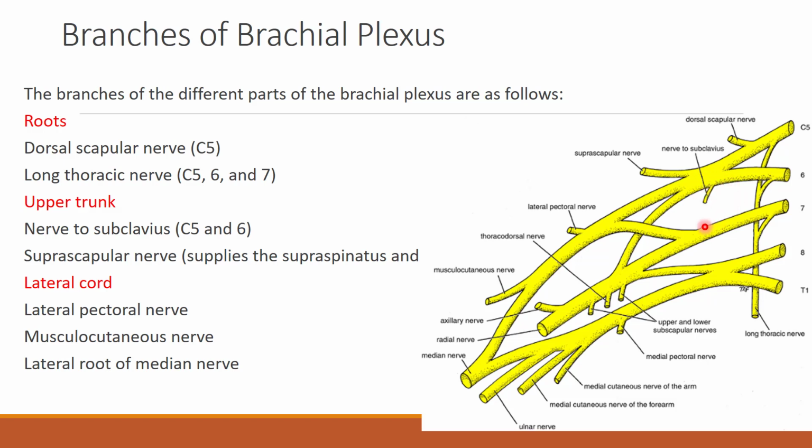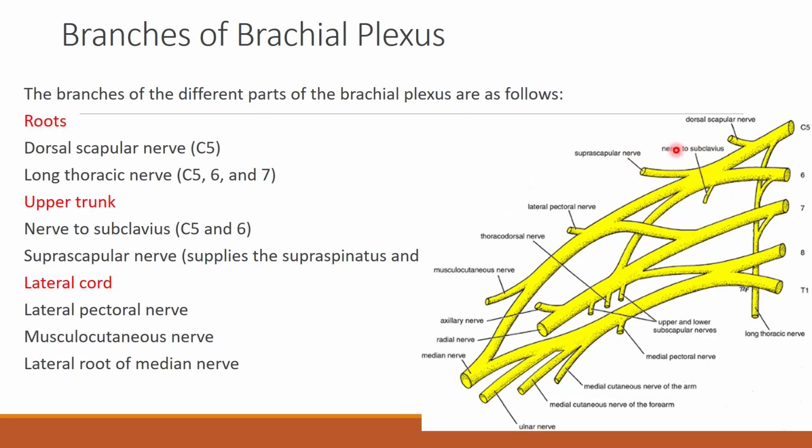It comes out from the upper trunk, so it is named coming out from C5 and C6, because the upper trunk is formed by C5 and C6. So this is the nerve to the subclavius. Then there is another nerve from the upper trunk which is named the suprascapular nerve. Suprascapular nerve supplies the supraspinatus and the infraspinatus muscle.